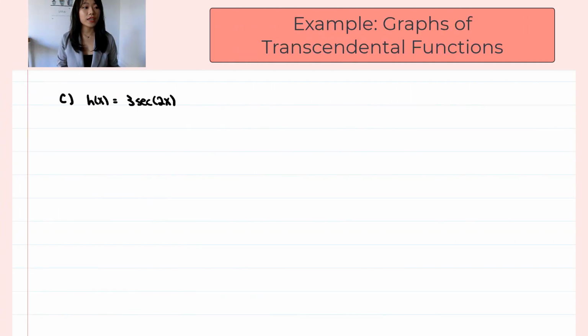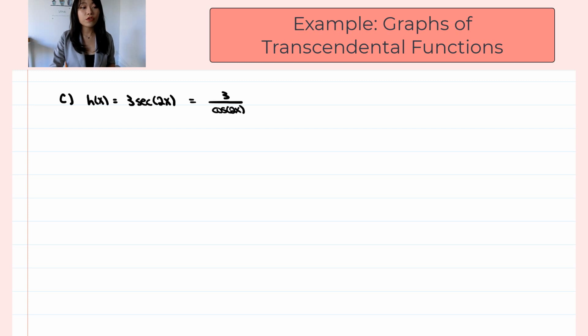And the last function is 3 times secant of 2x. Let's first find the domain of this function. A secant function is the reciprocal of the cosine function, so I can rewrite this function as 3 divided by cosine of 2x.